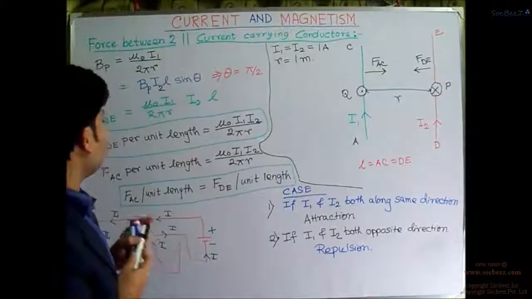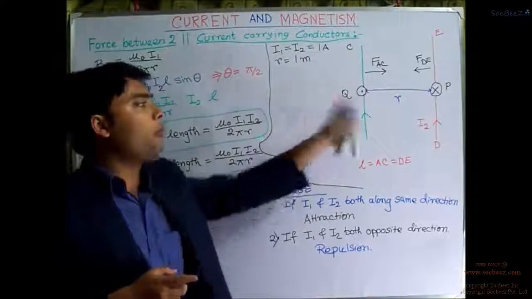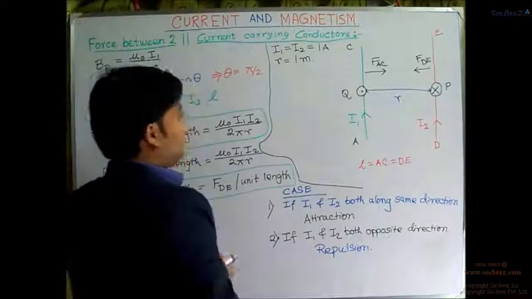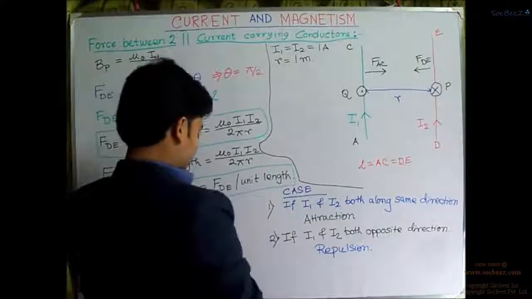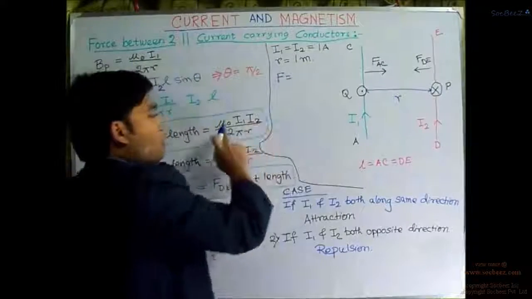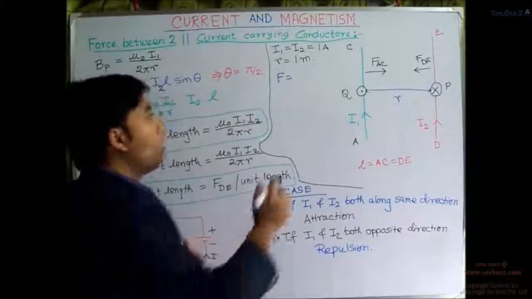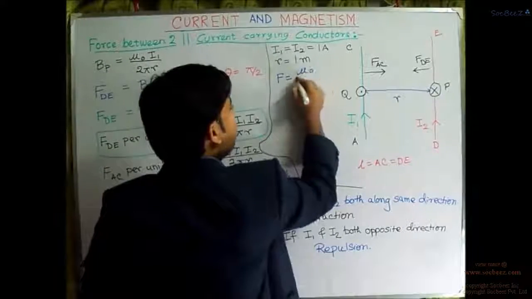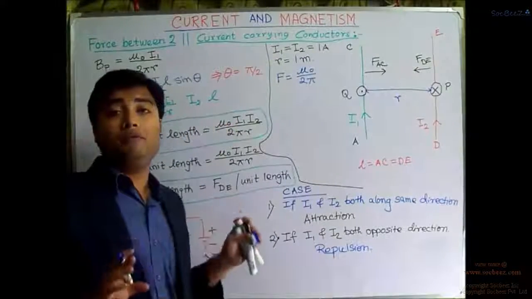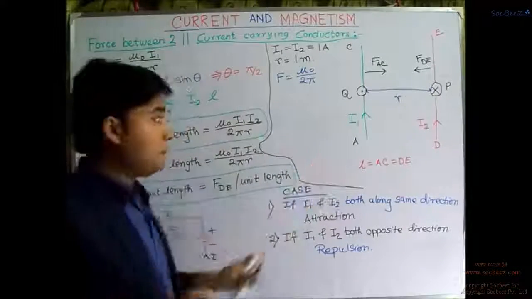We will find that this Lorentz magnetic force exerted on one of the conducting wires due to the other, we could simply write as F equals mu naught multiplied by 1 multiplied by 1 divided by 2 pi multiplied by 1, which is equal to mu naught divided by 2 pi. Mind that we are taking the scenario in free vacuum, that is the reason why we are taking mu naught, the permeability.